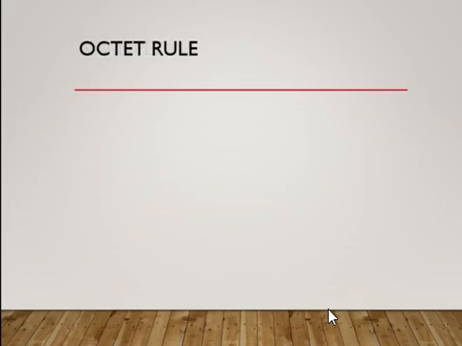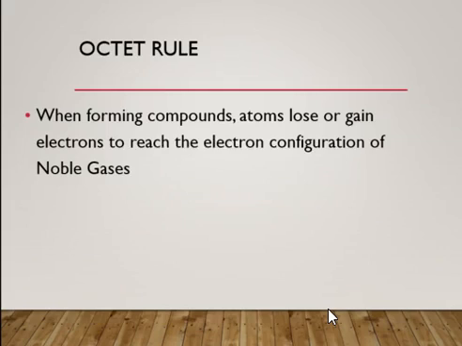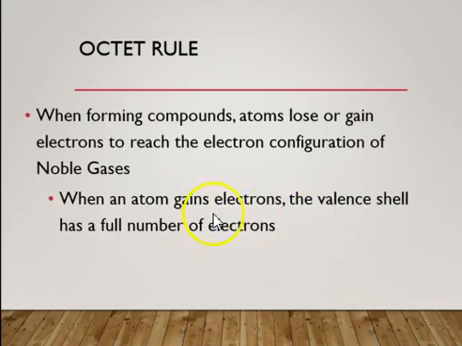The octet rule says when forming compounds, atoms lose or gain electrons in order to reach the noble gas configuration. So remember, when we create an ion, we are going to get to our closest noble gas configuration. When an atom gains electrons, the valence shell will have a full outermost ring, matching its closest noble gas. Most of the time, the closest noble gas is going to have 8 valence electrons. Remember, the exception is if your closest noble gas is helium, you will only have 2 valence electrons.